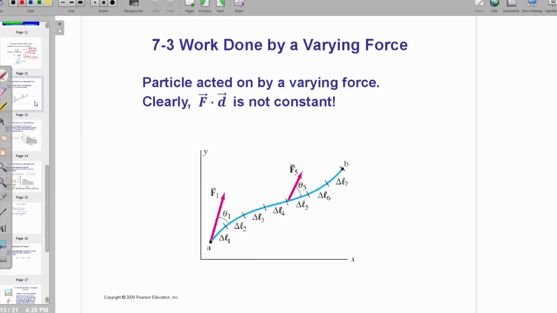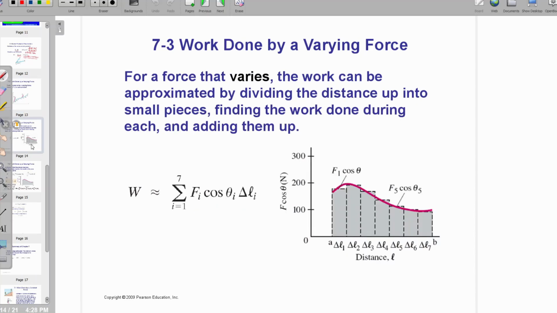Now, what happens when the force is not constant, when it is varying? Well, what you could do is chop up the force into little pieces, chop up the displacement into little pieces, multiply those little pieces together, including that cosine of the angle between each one of those little pieces, and then sum all of those little pieces up together. That would look something like this. And what that would turn out to be is the area underneath this F cosine theta curve, where on the x-axis we have distance.